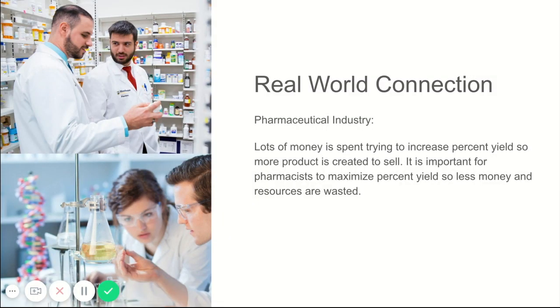And then our real world connection is the pharmaceutical industry. Lots of money is spent in the pharmaceutical industries trying to increase the percent yield so more product is created to sell. It is important for pharmacists to maximize percent yield so less money and resources are wasted.